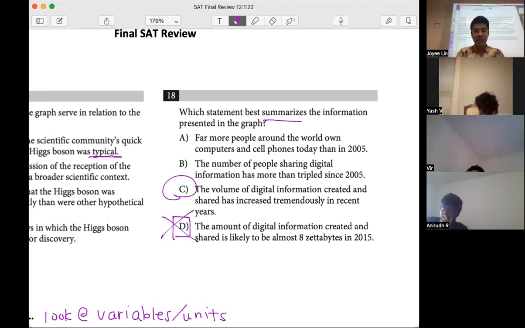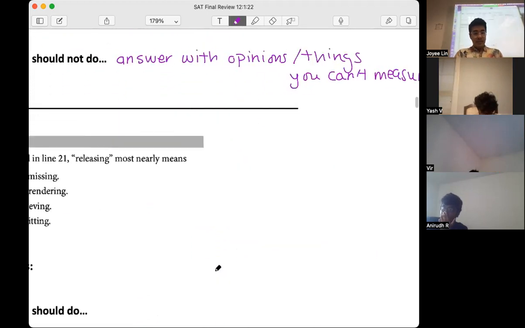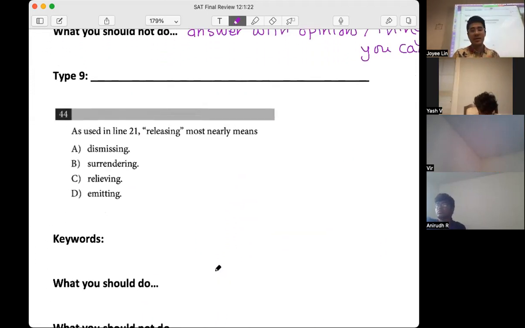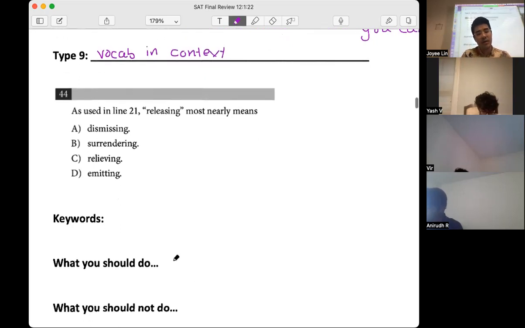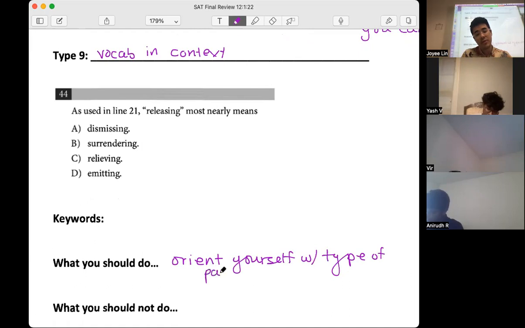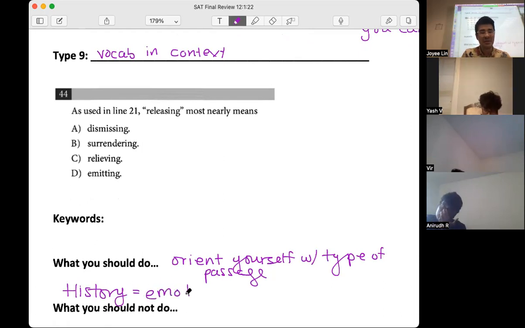Questions there? Okay. Number 9 is easy. What is that? Vocab in context. So again, this is the one where you want to orient yourself with the passage. In history, what types of words tend to be better? Maybe formal. I would argue more argumentative, emotional.